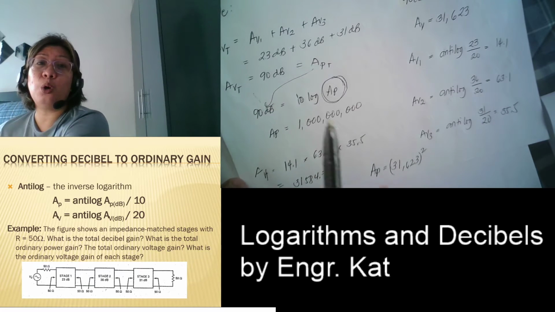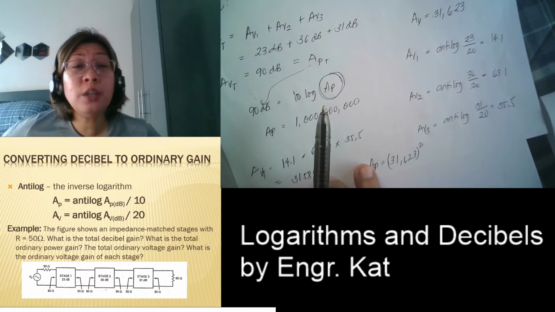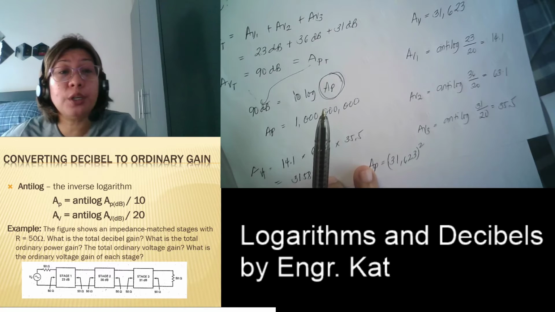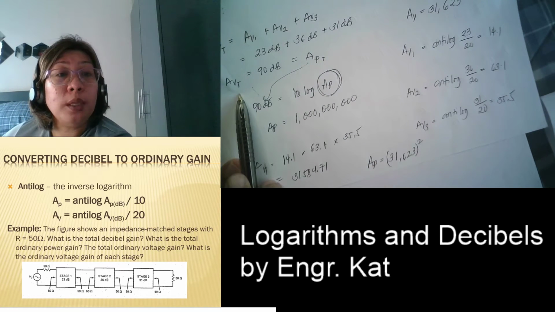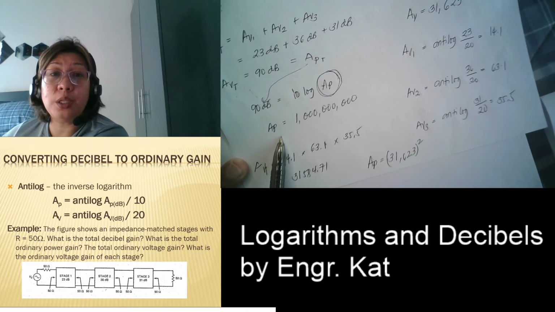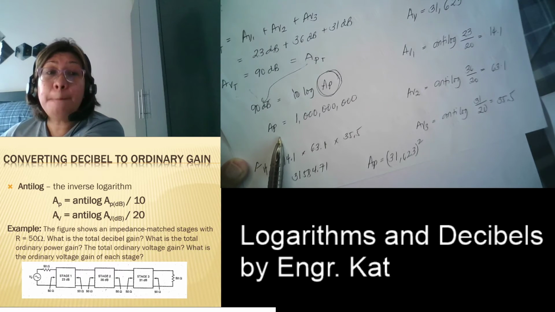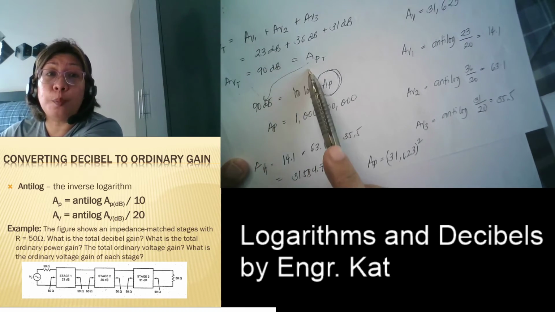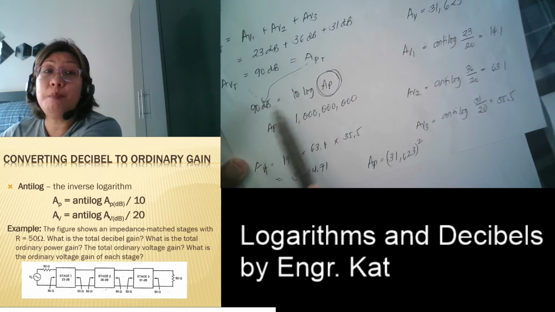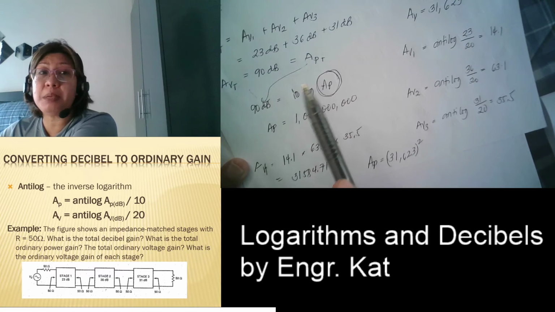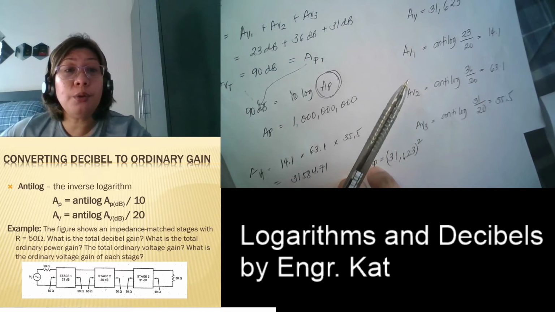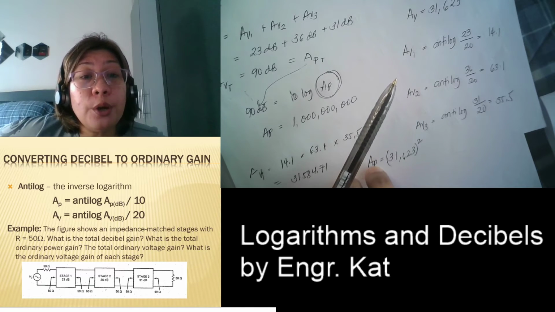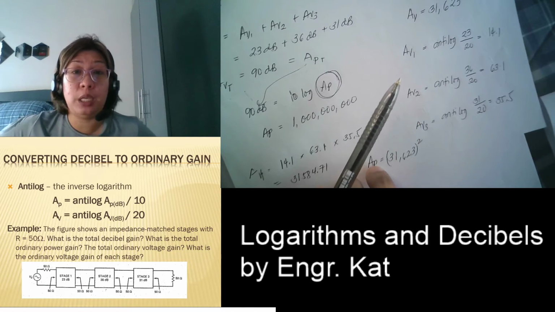Okay, so what's the other question? This is your total decibel gain. What is the total ordinary power gain? This is the total ordinary power gain. But you just assume, or make them equal, if your system is impedance matched. If your system is not impedance matched, this will not apply. And the other one: what is the total ordinary voltage gain?